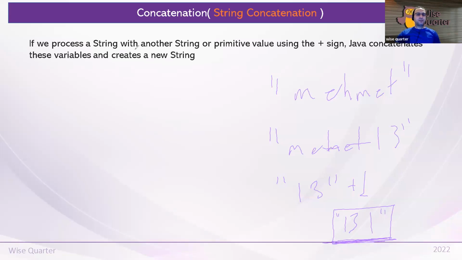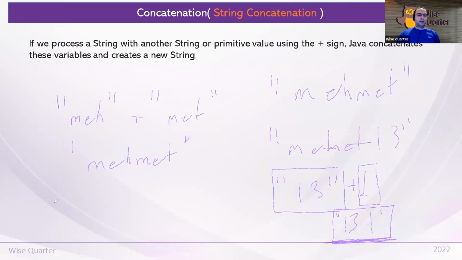Yes, if you process a string with another string or a primitive value with the plus symbol, Java concatenates those variables and creates a new string. This is the string value, and this is the number. I'm trying to add a number to a string, and it concatenated them together like this. It is just putting them together. There is no math calculation. If I had meh plus meh, for the computer, the result will be, of course, meh meh.